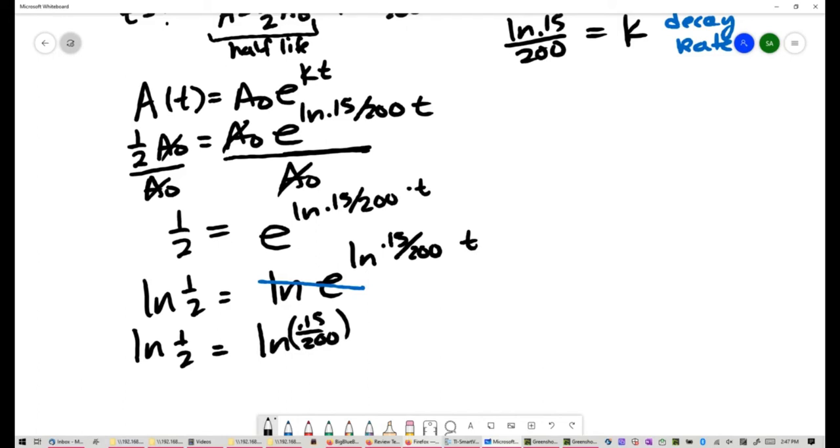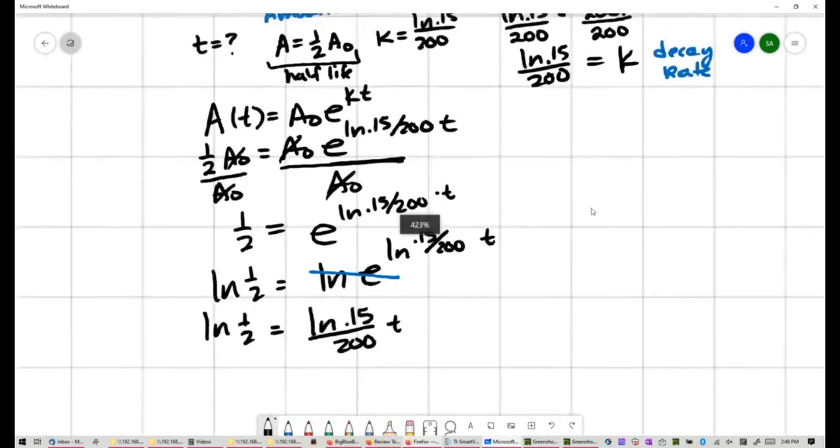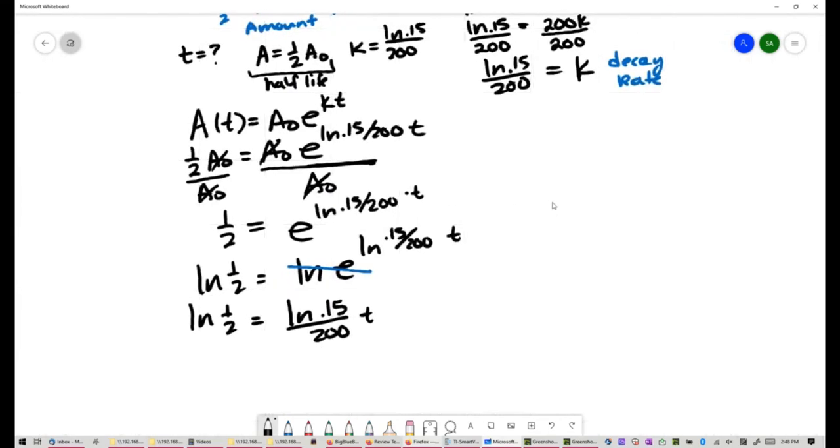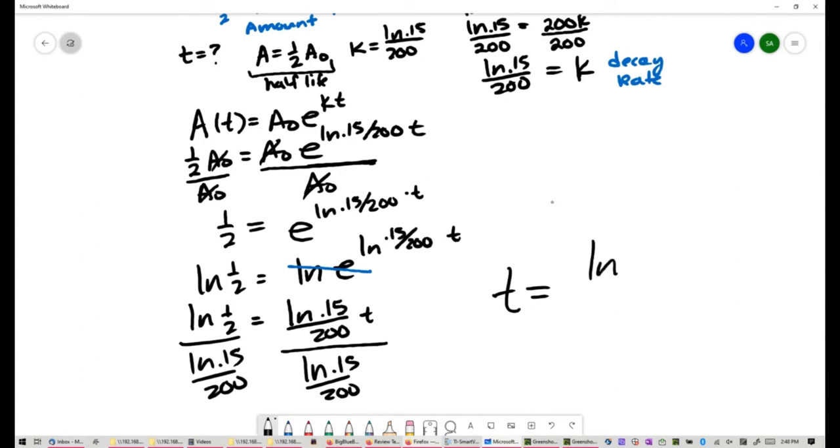I think I've written that wrong. I think the 0.15 is inside the log and the 200 is not. Let me zoom out to make sure I've got it right. Yeah, that's correct. Okay. So I'm going to get t by itself. I'll divide both sides by natural log of 0.15 over 200. So we've got t equal natural log of 1/2 divided by natural log of 0.15 over 200.